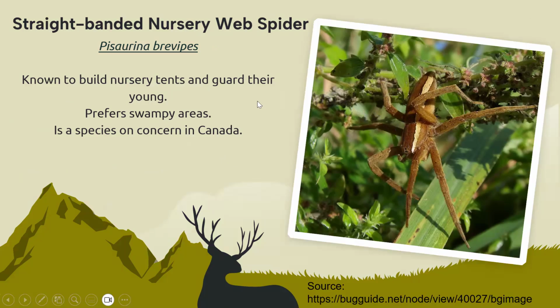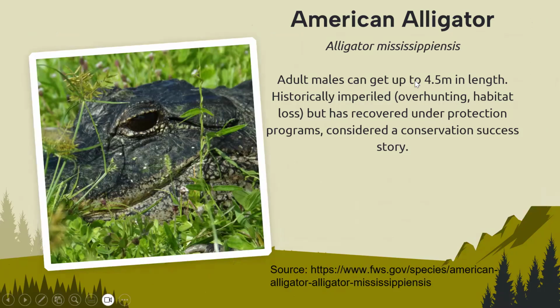The straight-banded nursery web spider, Pisaurina brevipes, is the first animal I'll be going over. These spiders are known to build nursery tents and guard their young, which is pretty unique behavior for spiders and actually arthropods in general. They prefer swampy areas. I've actually encountered these guys a lot while doing my salamander research, and it is a species of concern in Canada, which is interesting for a spider.